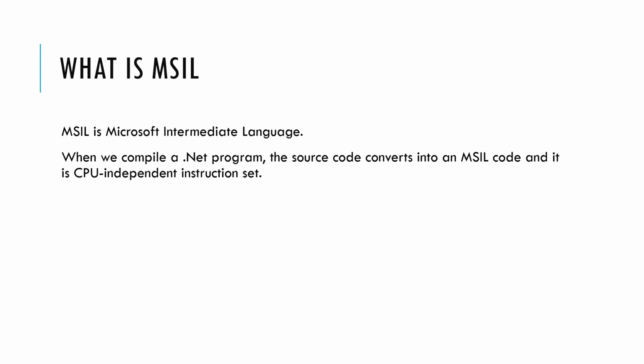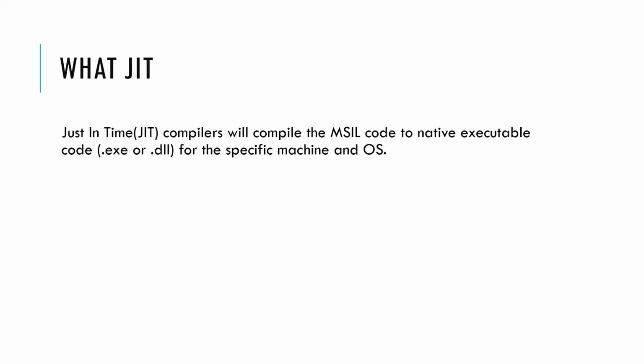So what is MSIL? MSIL stands for Microsoft Intermediate Language. When we compile our .NET program, the source code converts into MSIL code, and it is a CPU-independent instruction set. So what is a JIT?